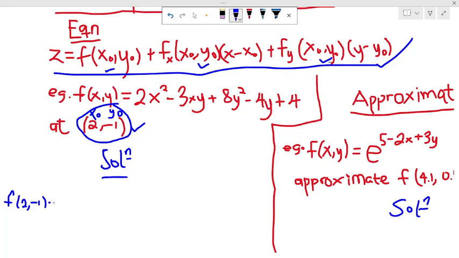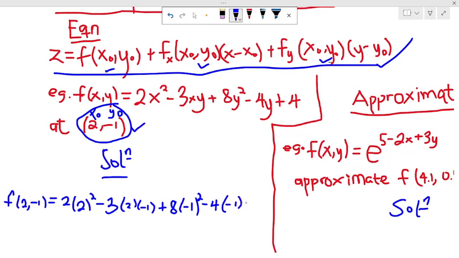Let's put it in our general equation. Our x is 2, so we have 2 times 2 squared, minus 3 times x, which is 2, times y, which is -1, plus 8 times y squared, where y is -1, squared, minus 4y, where y is -1 here also, plus our constant, which is 4.